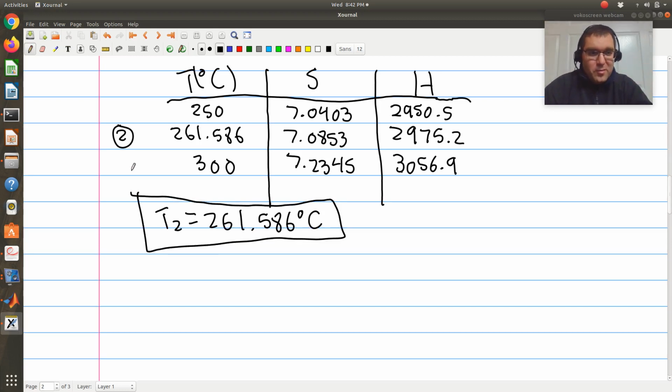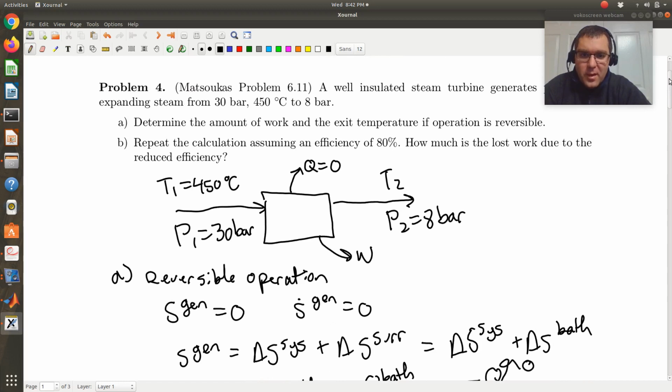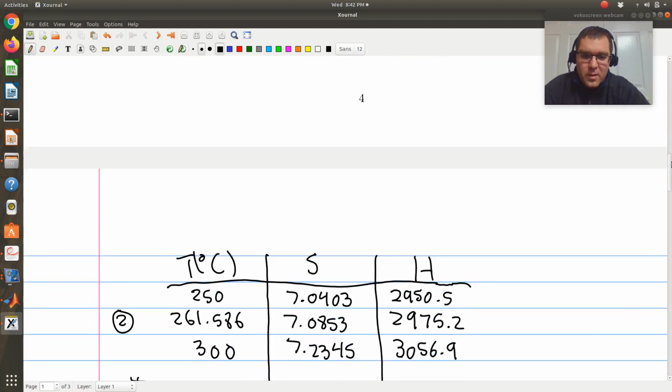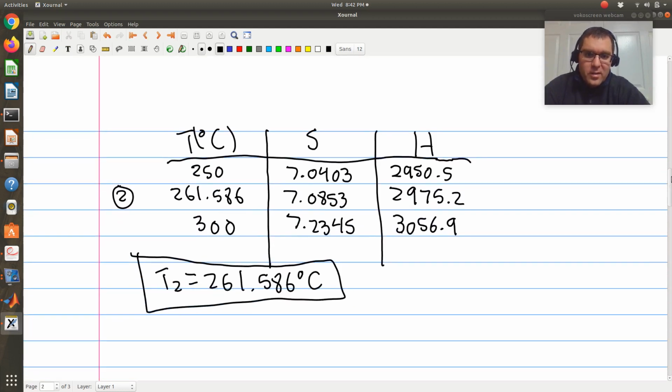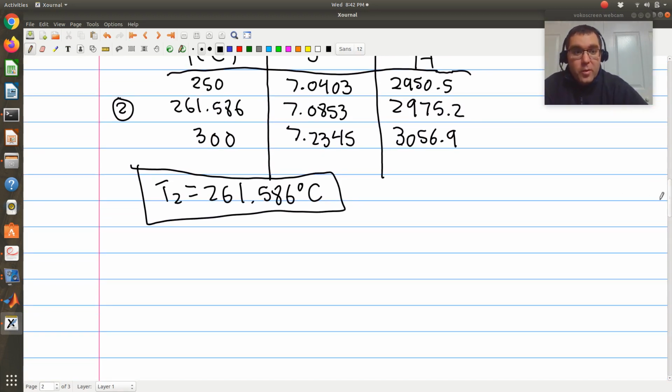So we have temperature. Now it wants to know the work. So I have the exit temperature. The question's now: determine the amount of work. So work and exit temperature. Let's get the work now. Now that we have our inlet and exit fully specified, hopefully it should be straightforward.